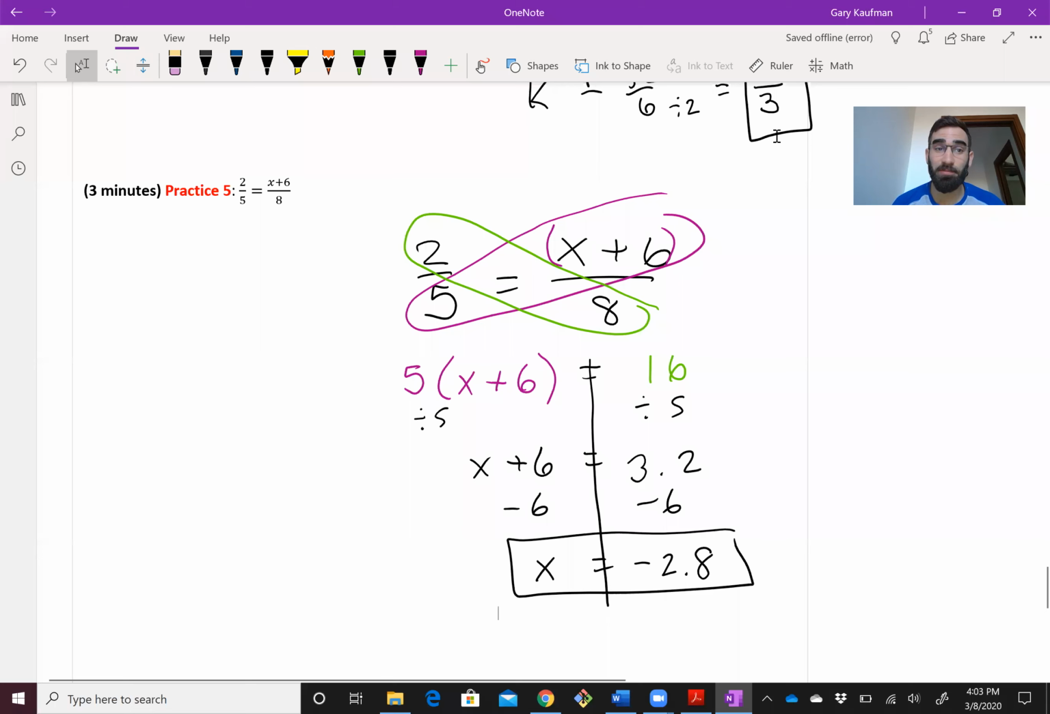So here's the answer to practice problem 5. Notice I'm solving it by dividing first. I'm switching up the way in which I'm approaching the solution. I did 5 multiplied by all of x plus 6. How did your answer match up to this? If you're feeling confident, go on to practice 6. Otherwise, come see me in Google Meet.